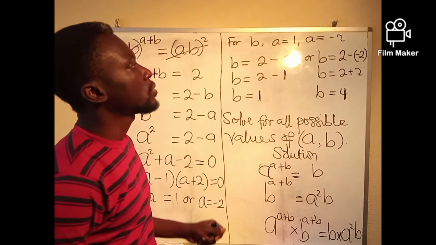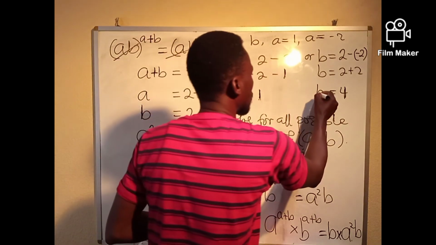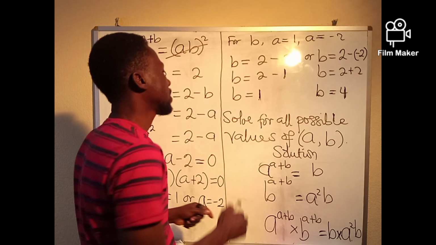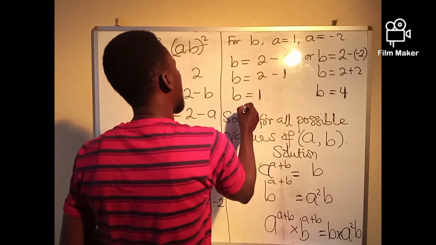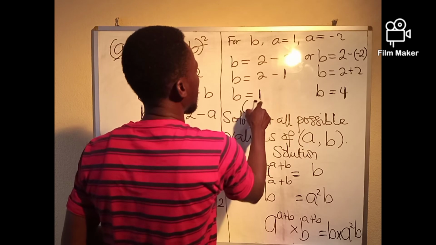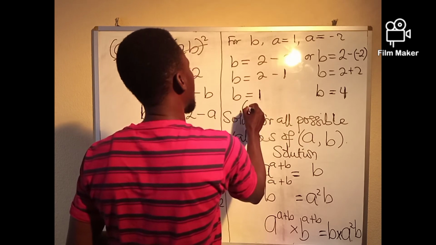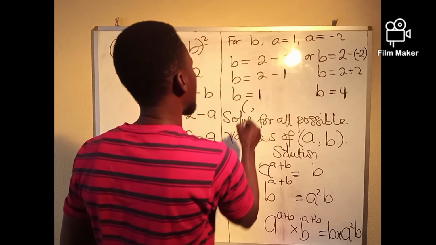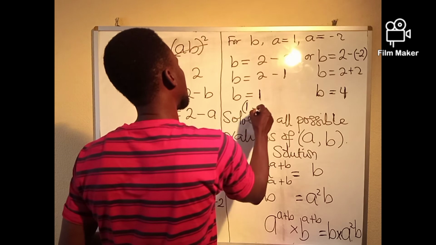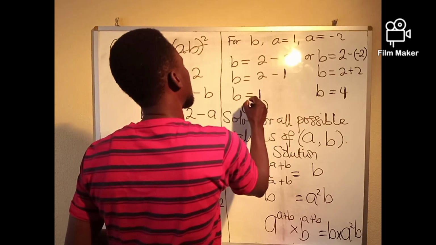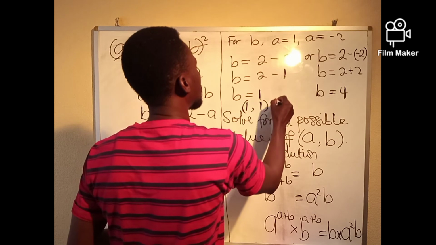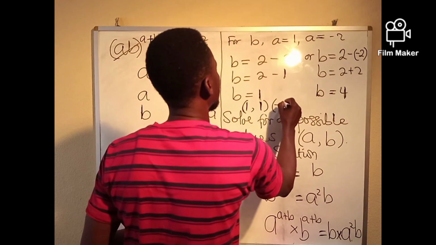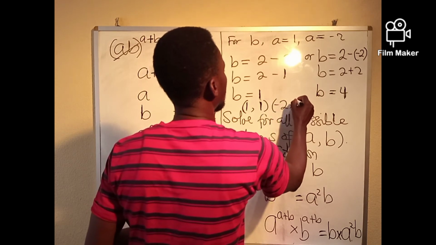And when a is equal to negative 2, b is equal to 4. So the set of values that we have for a, b, which we are finding: when a is equal to 1, b is equal to 1. And then when a is equal to negative 2, b is equal to 4.